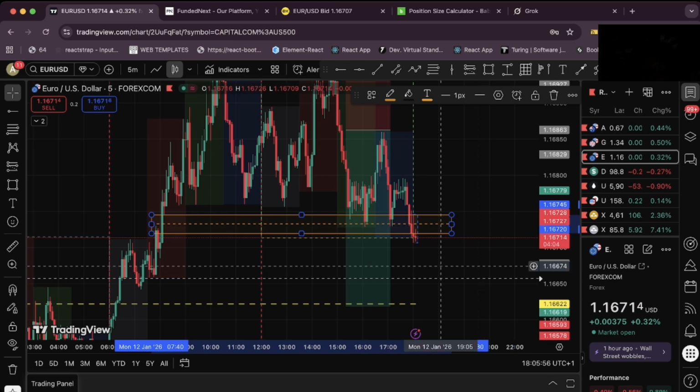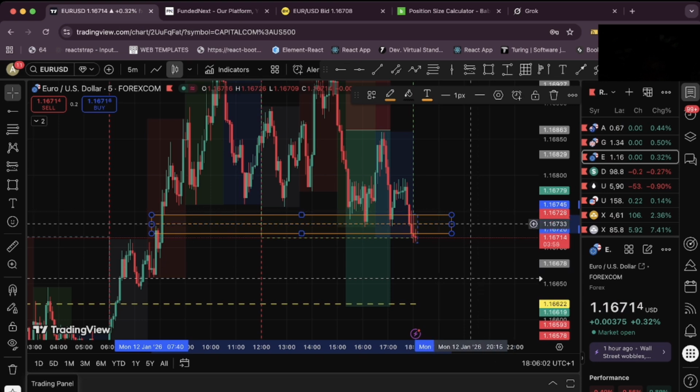And for it to be a Monday trade, I think it's a good trade, because ideally Mondays and Fridays are not the best time to trade, in my own personal opinion.